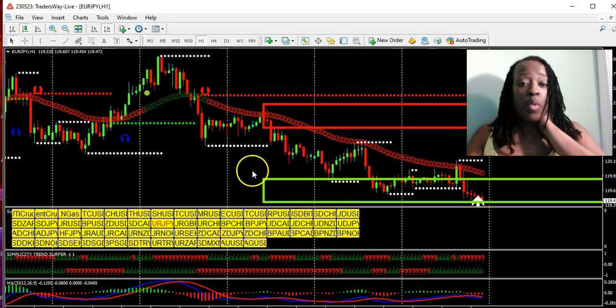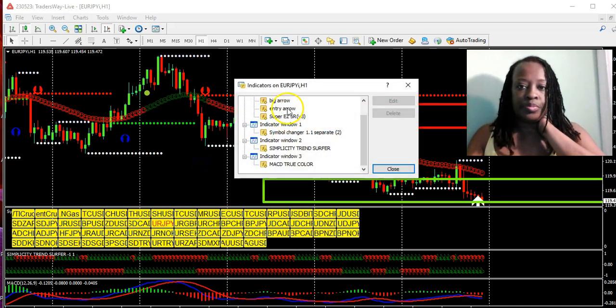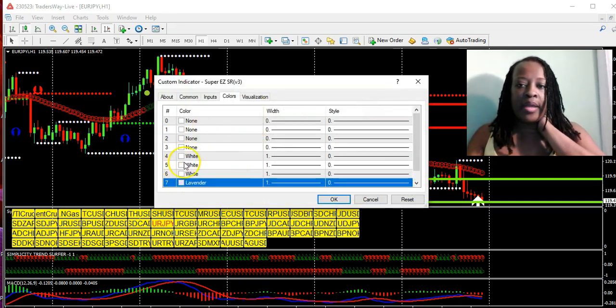Now, what I do, I'm sorry, let me go over this. The support and resistance dots. The support and resistance dots from the triple arrow system, I add that as well. So let me show you what I do on there. My Super Easy SR. Now I have my colors white because I want a clear separation from the support and resistance on the simplicity. I want it set differently. And I'm just looking for those dots, right? And so I have mine set to white, so there'd be no confusion.